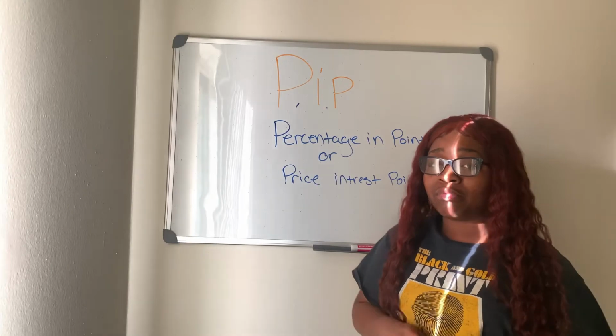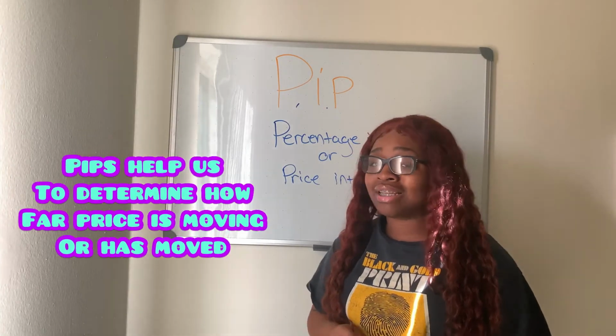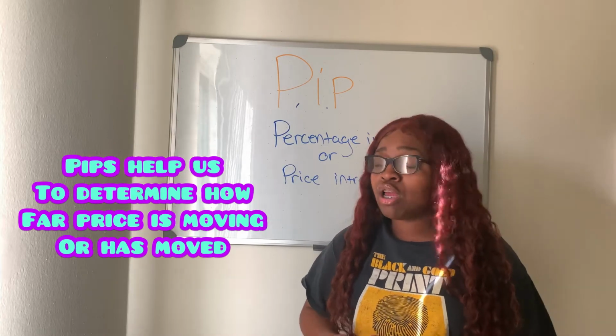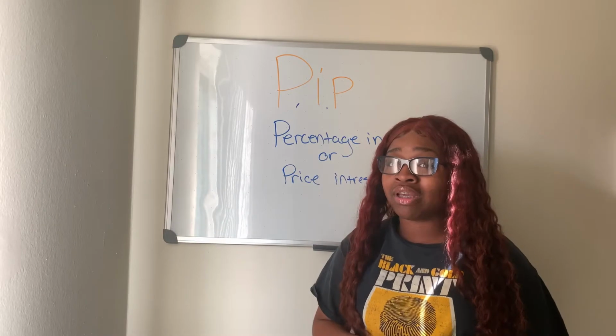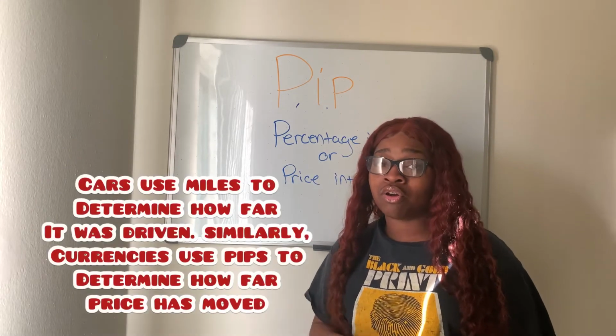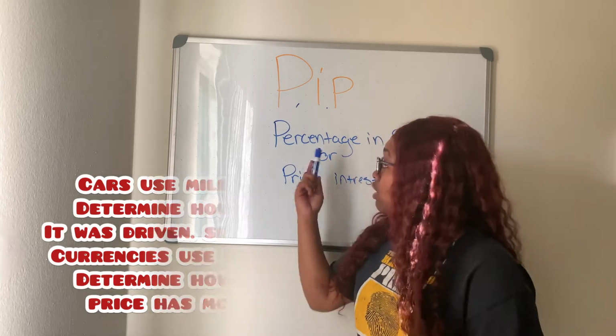So pip is just pretty much a unit of measurement that we use to measure distance in Forex. When I say distance in Forex, I mean how far the price is going up or down. A good way to think about a pip is like miles in a car. When you're driving your car, the miles determine how far your car has gone. That's like how a pip is.